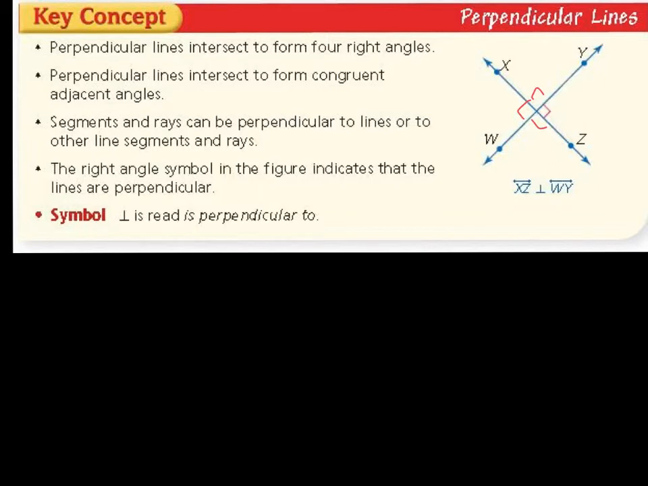The right angle symbol in the figure indicates that the lines are perpendicular, and the symbol looks like an upside down capital T, and is read perpendicular to. So this expression would be read line XZ is perpendicular to line WY. You can see there's little arrows on either side there.